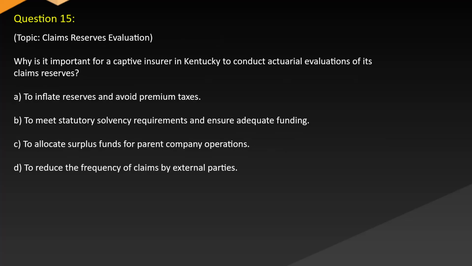Question 15. Topic: Claims reserves evaluation. Why is it important for a captive insurer in Kentucky to conduct actuarial evaluations of its claims reserves? A. To inflate reserves and avoid premium taxes. B. To meet statutory solvency requirements and ensure adequate funding. C. To allocate surplus funds for parent company operations. D. To reduce the frequency of claims by external parties.